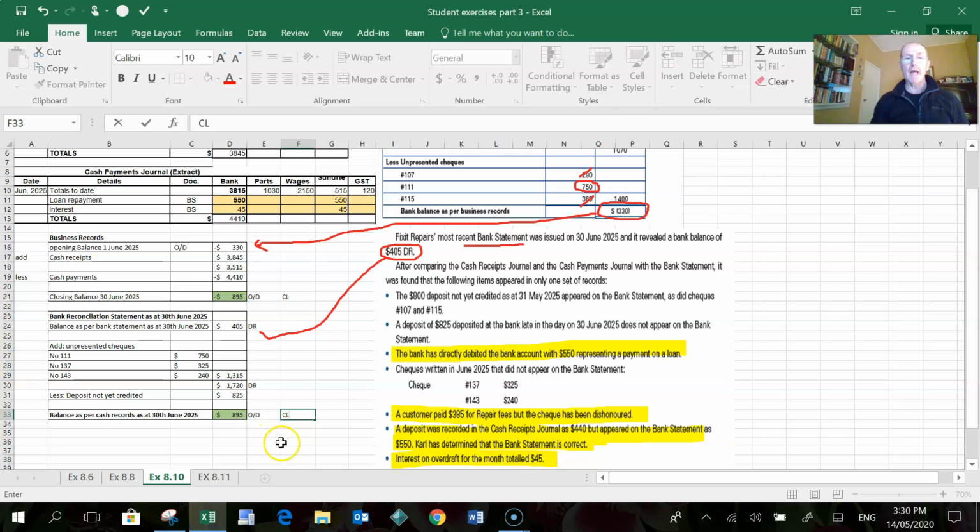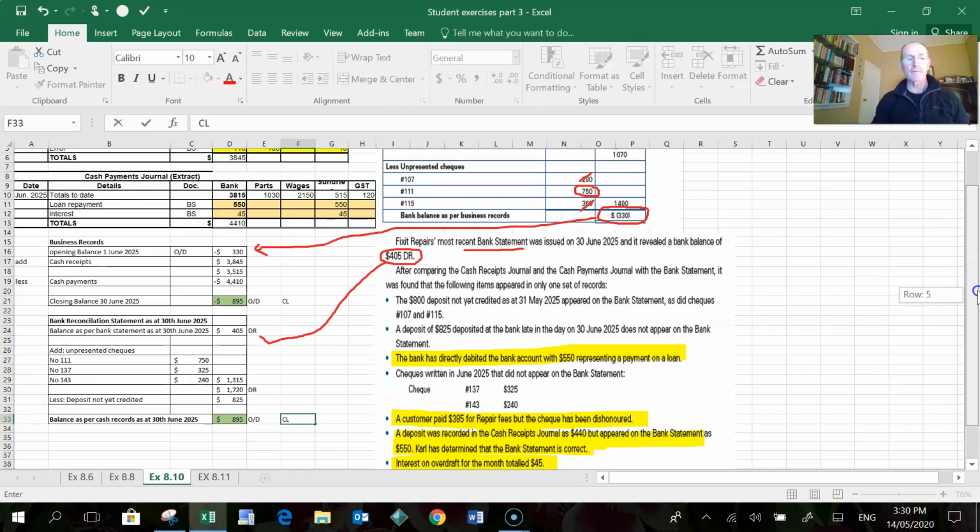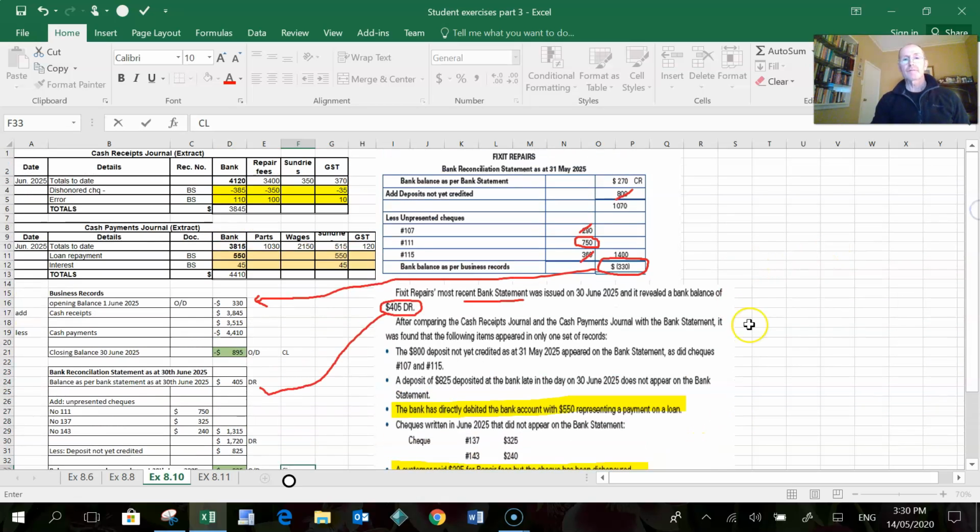So that is 8.10. And again, you'll start, it's just repetition. Just quickly going over that again. First step is get the right balances. Critical. Right? You get the closing balance from last month's reconciliation becomes your opening balance in your accounting records.